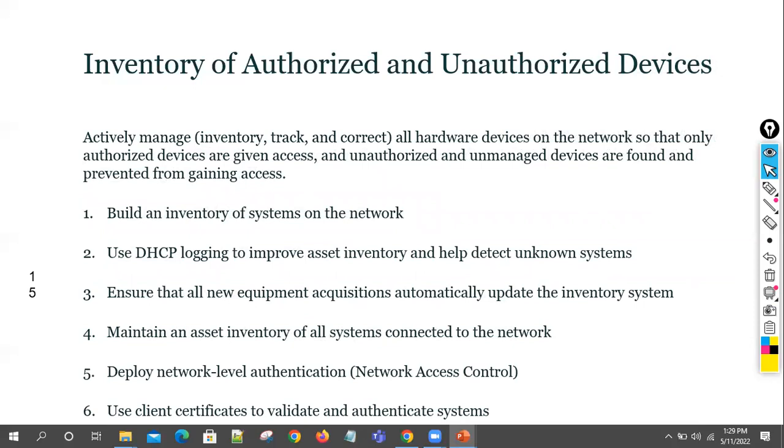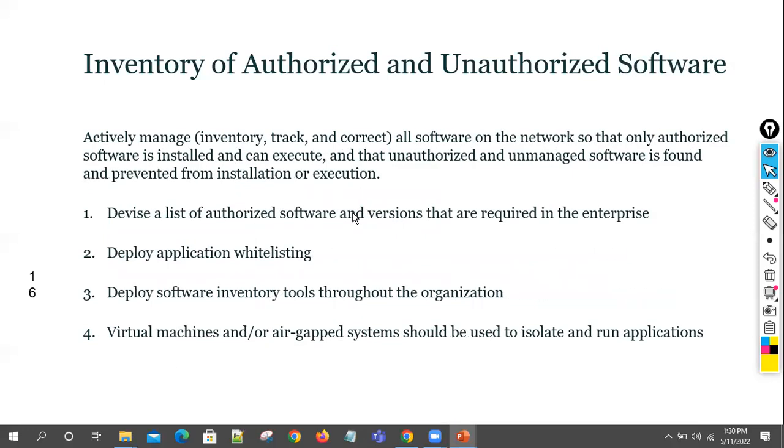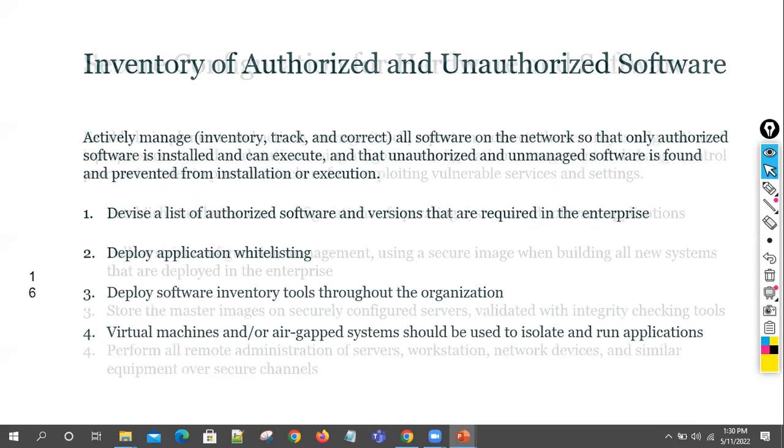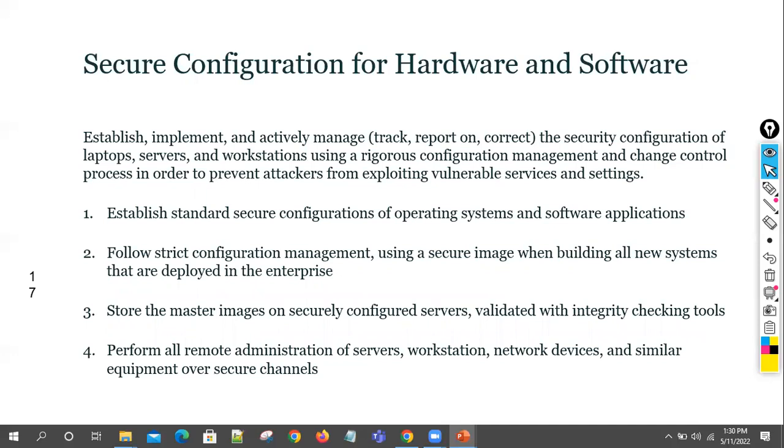For doing the inventory of authorized and unauthorized devices, we need to build an inventory management system in the organization. We can deploy network level authentication and maintain an asset inventory of what we have on the network side. So these are the things we can do to find out the inventory of hardware. In the same way, for software, what authorized software do we have, and what are the versions? We need software inventory tools, and we also need to list the virtual machines we are using. These are the things we will have in our inventory list.